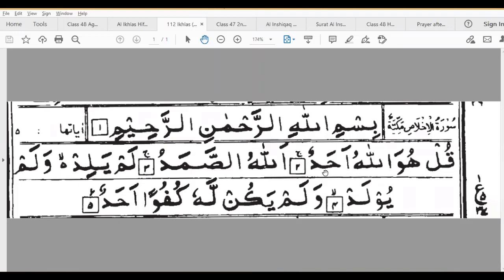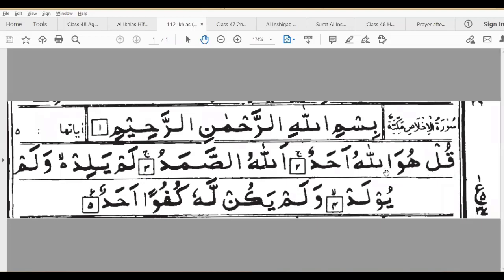So let's read Ta'awwudh and Tasmiyah first. Repeat after me. أعوذ بالله من الشيطان الرجيم بسم الله الرحمن الرحيم. Good, well done. Okay, so we're going to take the second verse over here.